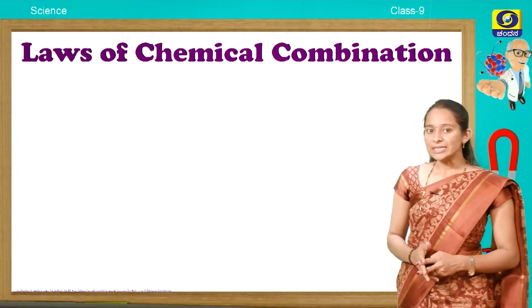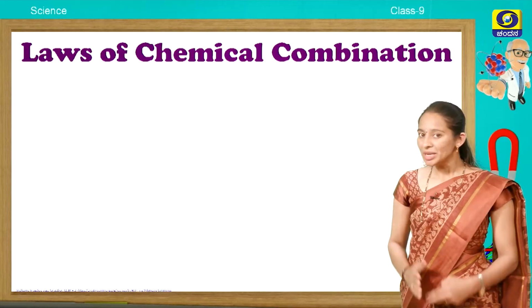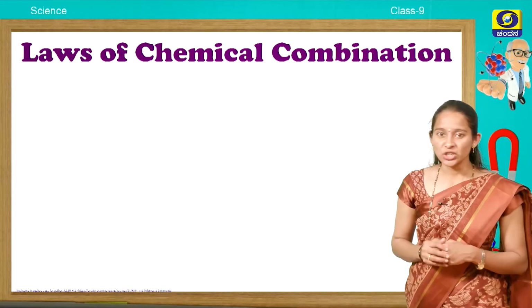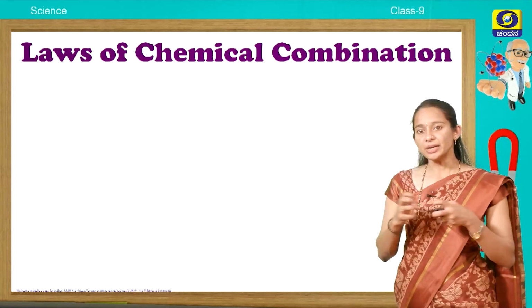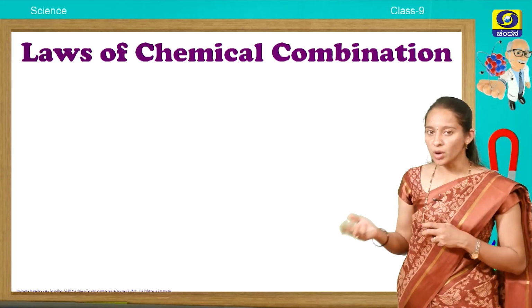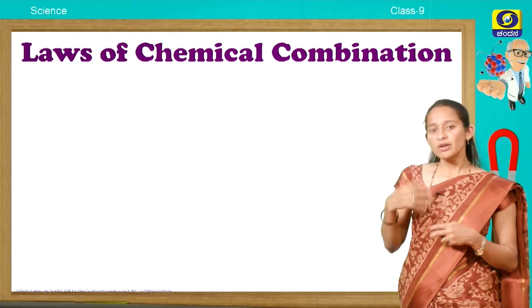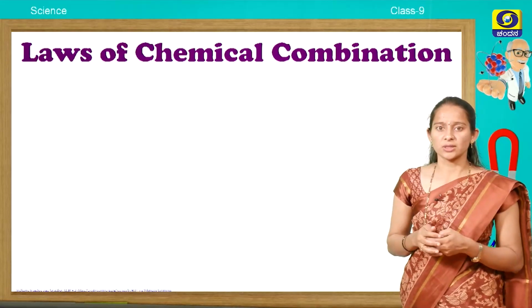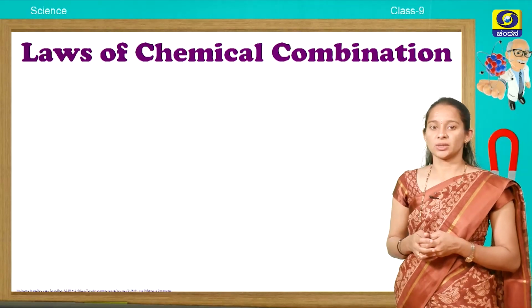Children, now let us learn about laws of chemical combination. What do you mean by this chemical combination? Chemical combination is nothing but elements combine to form the compounds. When they combine to form the compounds, they follow certain laws. Let us know what are the laws of this chemical combination.